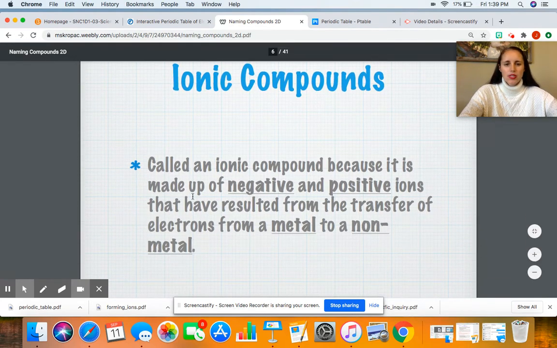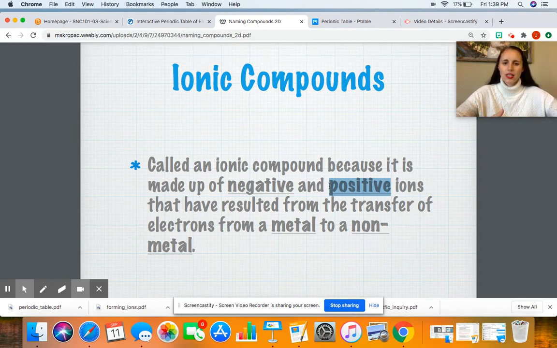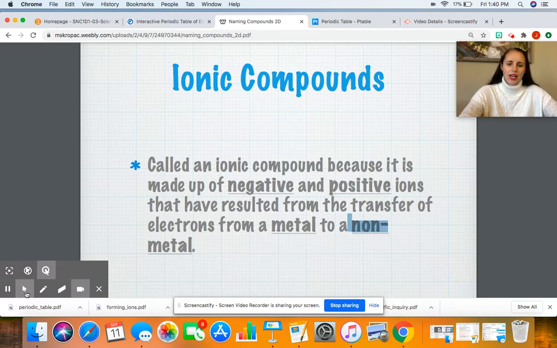So an ionic compound, it's called an ionic compound because it's made up of negative and positive ions. So you have at least one negative and at least one positive ion. So what that means is how you tell if you've got an ionic compound is you must have at least a metal and a non-metal. Remember that metals always tend to form positive ions and non-metals tend to form negative ions. So if you see both a metal and a non-metal, that's how you know you've got an ionic compound. So the most important thing with compounds to start is identifying whether it's ionic or covalent. So always check, look at your letters, use your periodic table. If you've got a metal present, then you have an ionic compound.